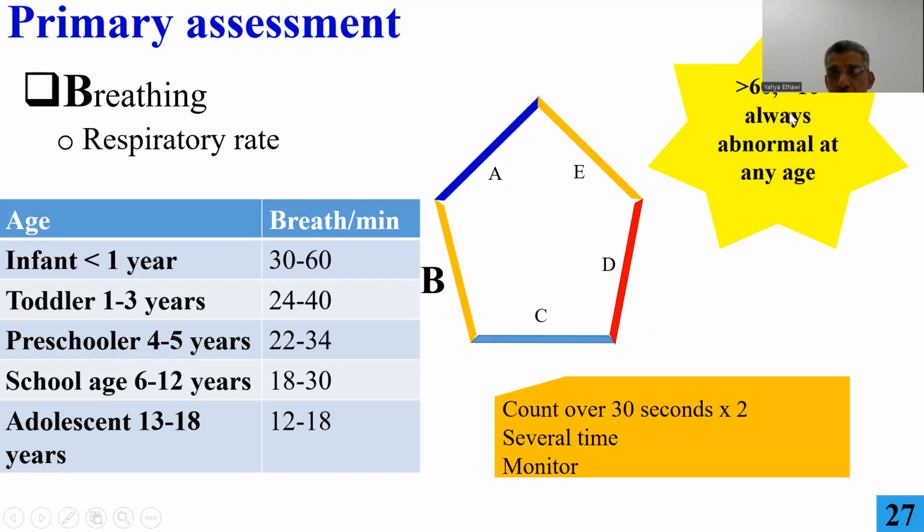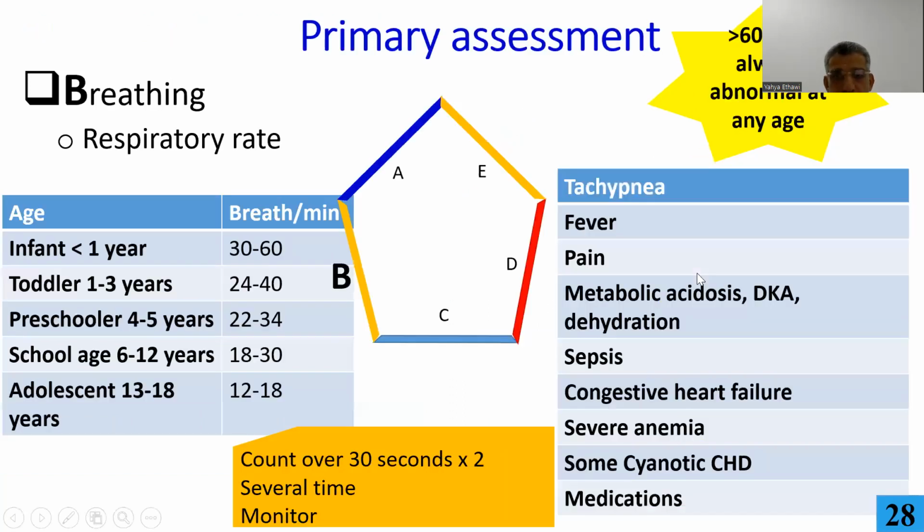Okay. Now we say the rate ranges from 60 to 12. So anything above 60 is always abnormal, and anything less than 10 is always abnormal. What are the causes of tachypnea? Now we're evaluating the respiratory rate, so we have either tachypnea or bradypnea.